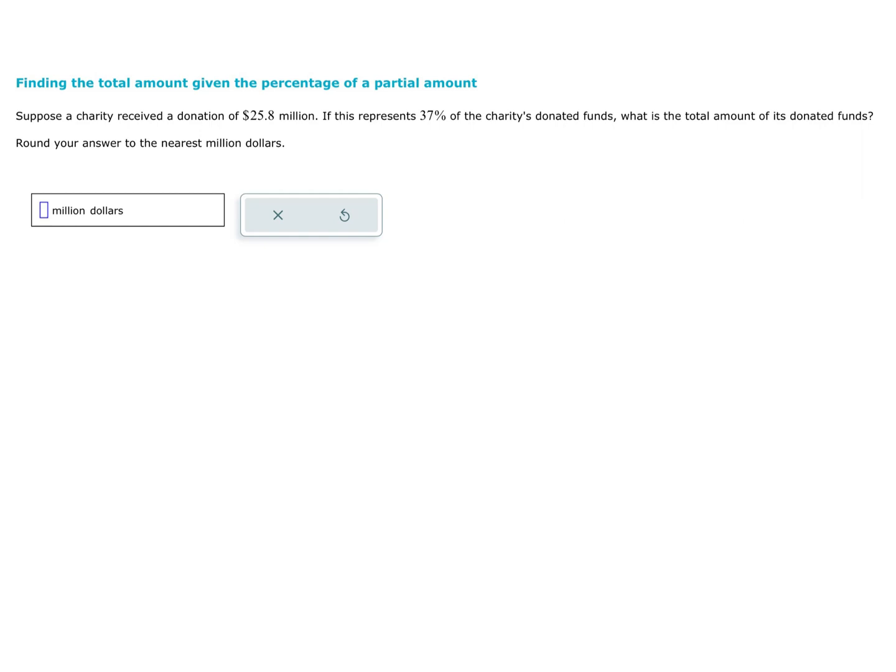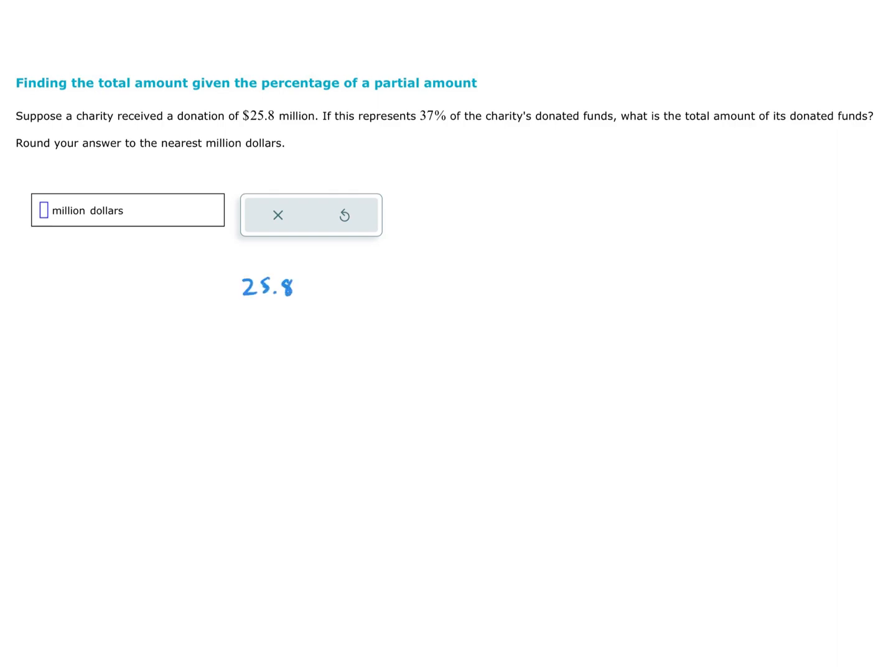This topic is finding the total amount given the percentage of a partial amount. Our first example is, suppose a charity received a donation of $25.8 million. If this represents 37% of the charity's donated funds, what is the total amount of its donated funds? We're going to round to the nearest $1 million.